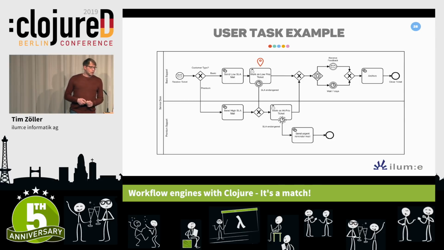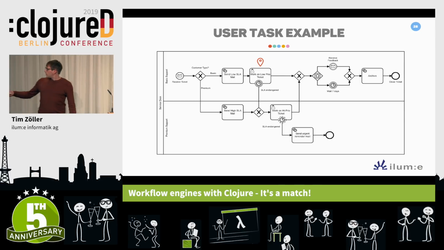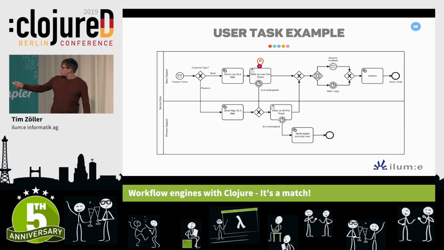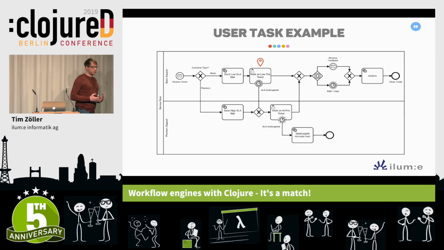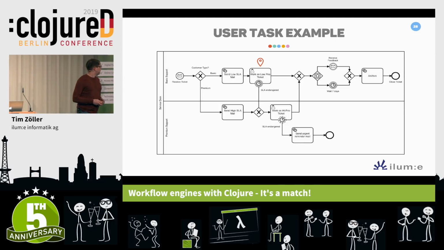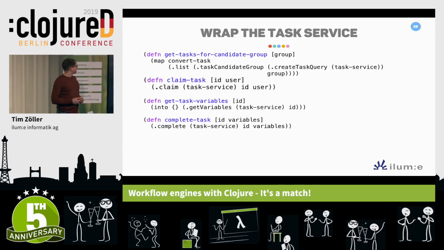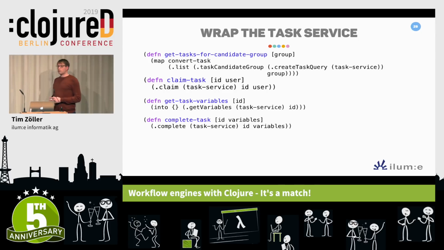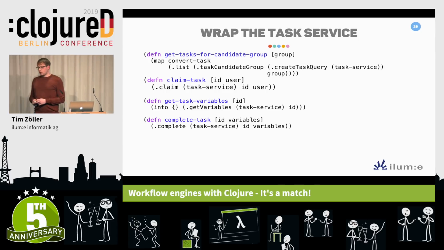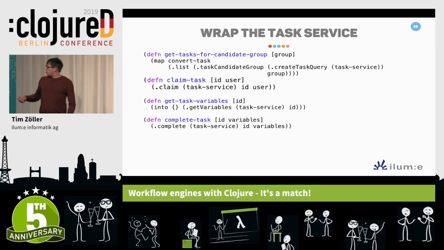So every time in our process, when a token arrives at a user task or a user service, here with a nice little man in the corner, the token will stop there. It will not execute anything. It will just wait. And it will wait for a user to come and pick this task up. And Camunda offers a task service for us, which we can use to interact with those tasks. So I wrap them again.